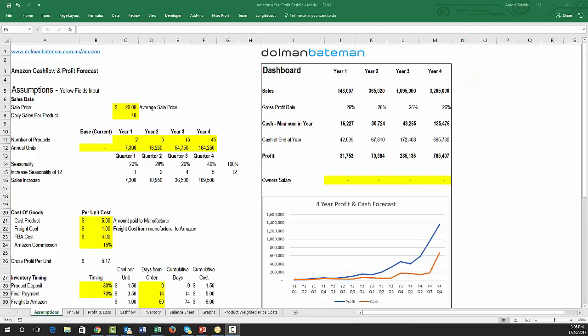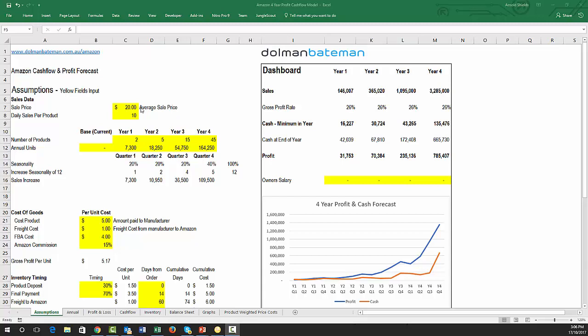So now I'm going to give you a quick overview of how the model works, and then we'll go into detail on the individual assumptions and then look at the effect of different changes we can make to those assumptions on your overall profitability and on your cash flow.